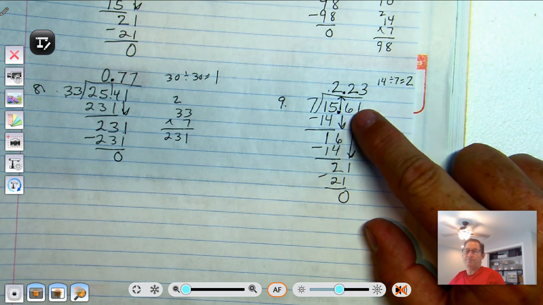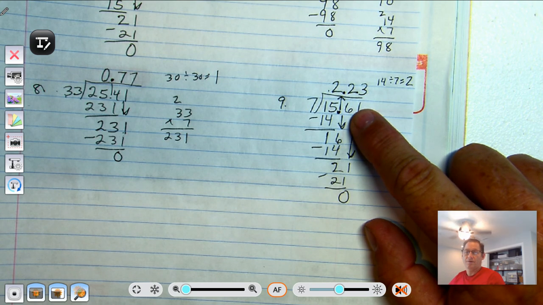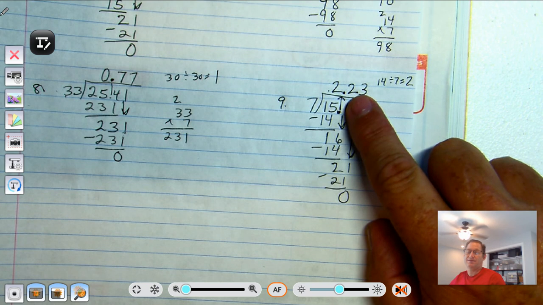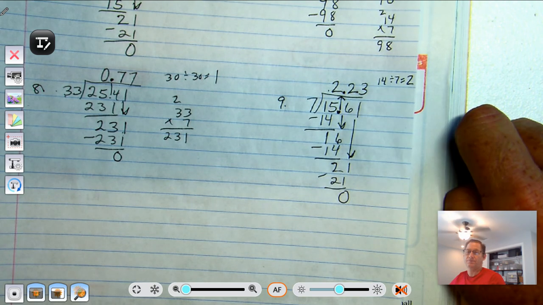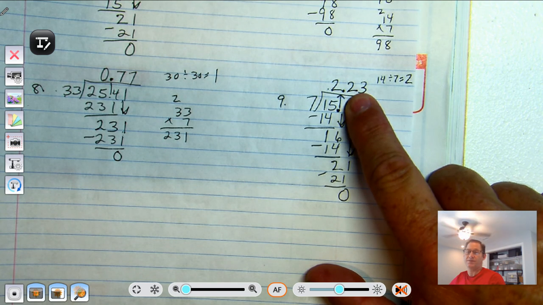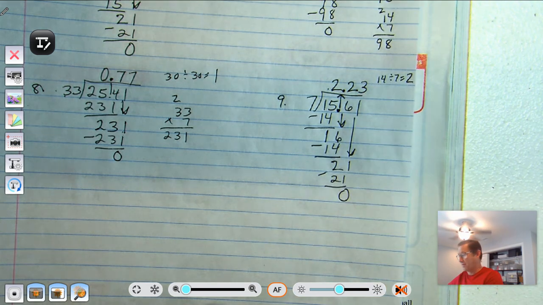So when you divide a decimal by a whole number, you'll have the same decimal place value. This number is in the hundredths place, so my quotient is in the hundredths place. Right, so 2 and 23 hundredths.